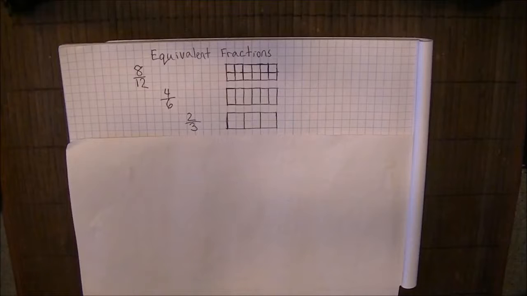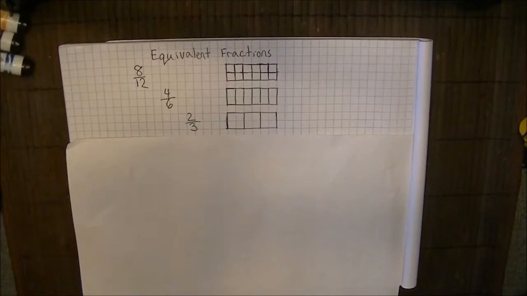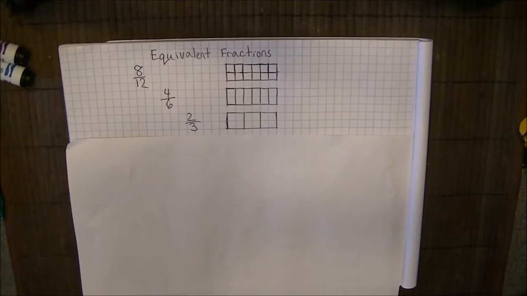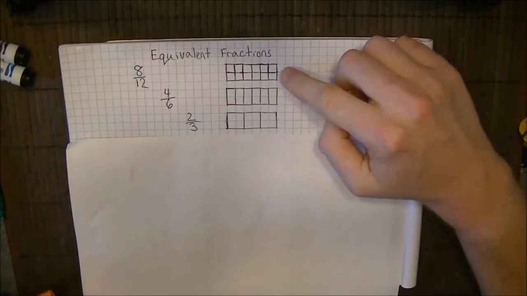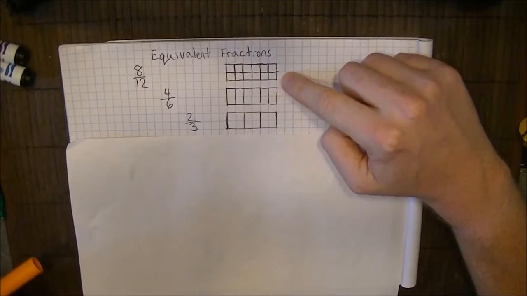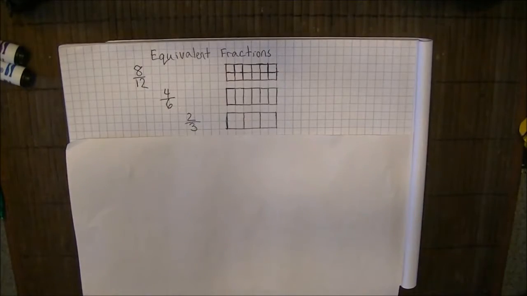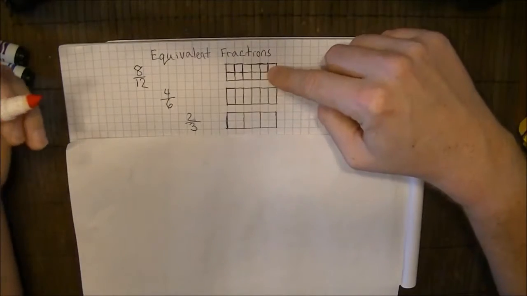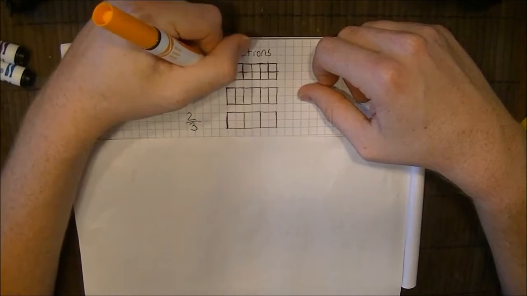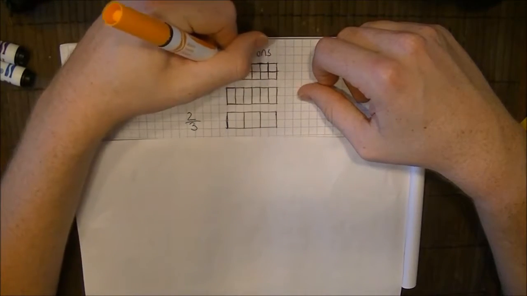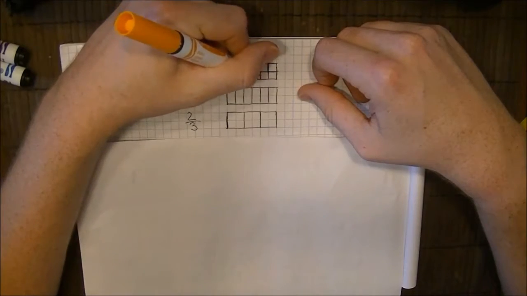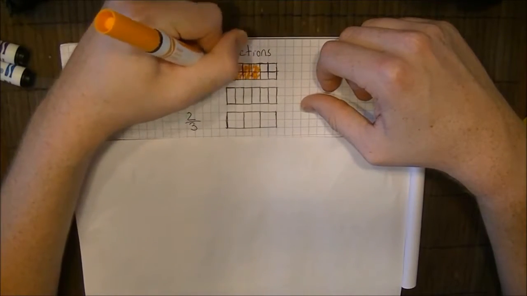Okay, let's take a look at equivalent fractions here. So I have three fractions written out, 8/12, 4/6, and 2/3, and I'm going to color in a representation of 8/12. So here I've got 12 squares together. So each square is 1/12. So 8 of them would be, so here we go, 1, 2, 3, 4, 5, 6, 7, 8. So that's 8/12 right there.